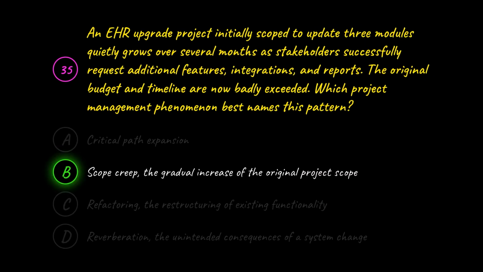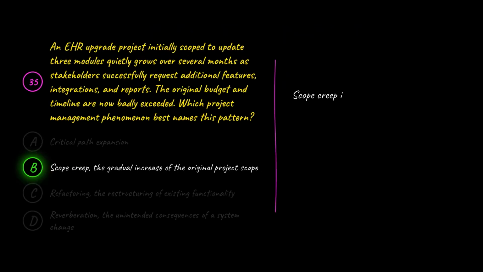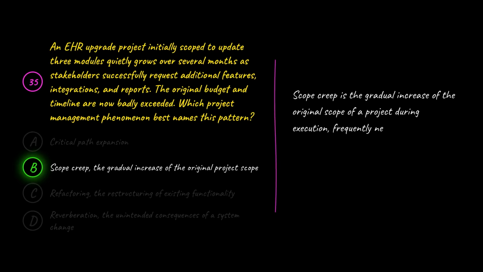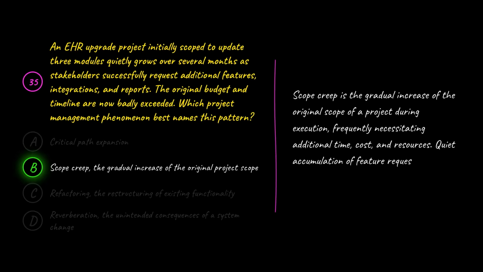The correct answer is B. Scope creep, the gradual increase of the original project scope. B is correct because scope creep is the gradual increase of the original scope of a project during execution, frequently necessitating additional time, cost, and resources. Quiet accumulation of feature requests that overrun budget and schedule is its textbook signature.